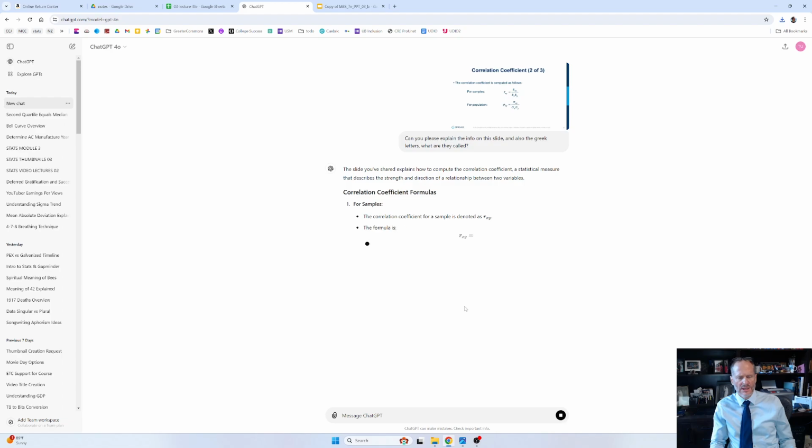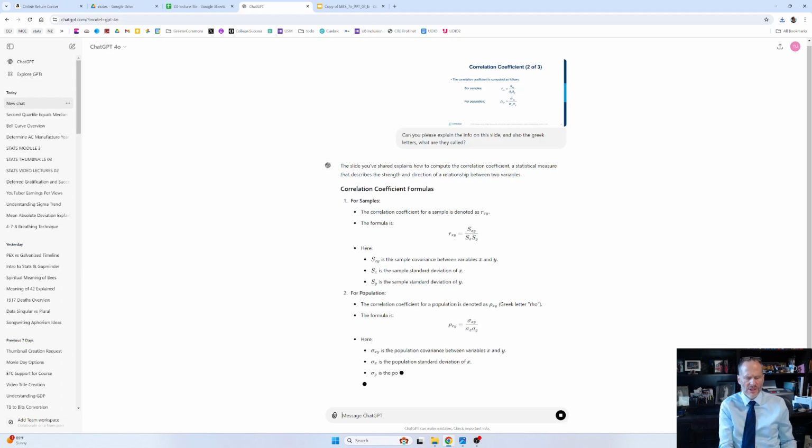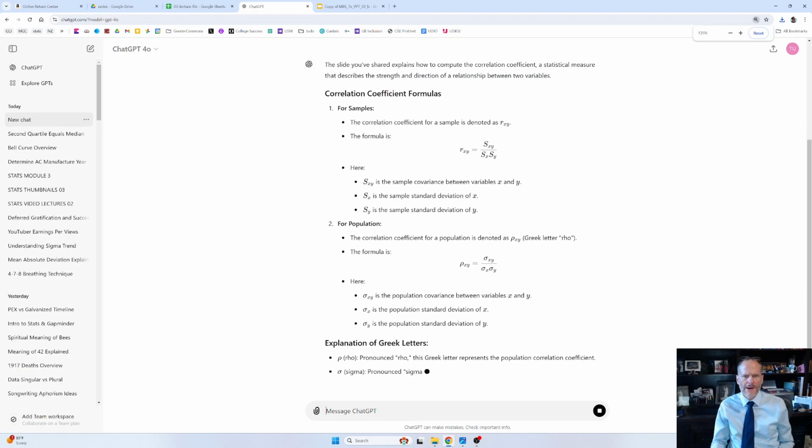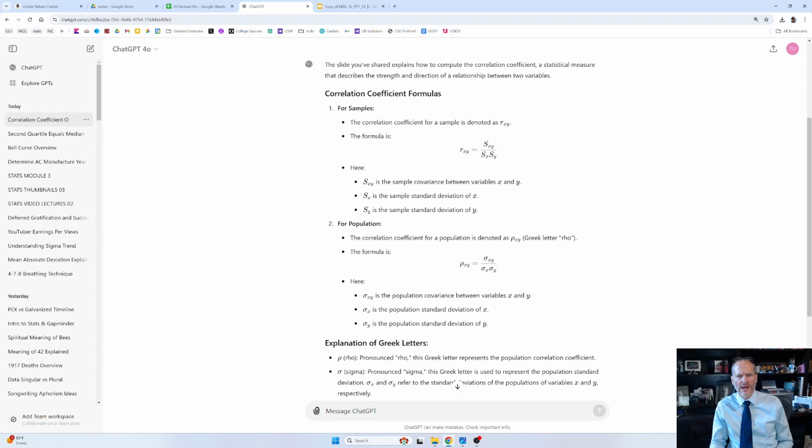I guess here it is. The slide you've shared explains how to compute the correlation coefficient, a statistical measure that describes the strength and direction of a relationship between two variables. The correlation coefficient for a sample is denoted as RXY. The formula is this. Here, SXY is the sample covariance between variables X and Y, and SX is the standard deviation. But I want to know what that R is.